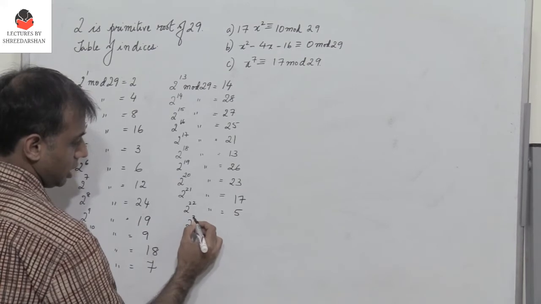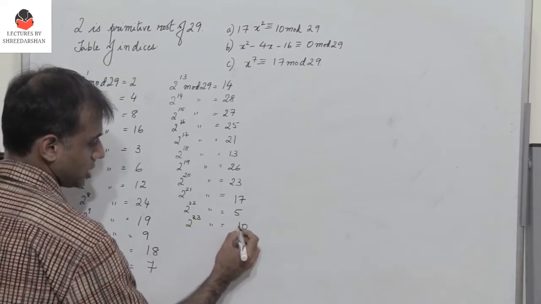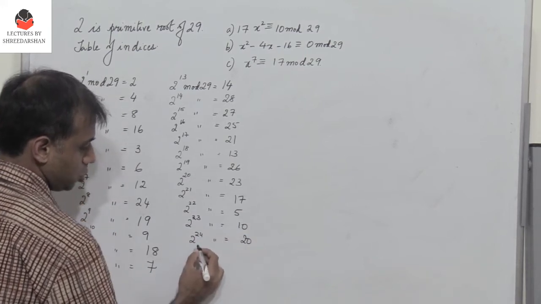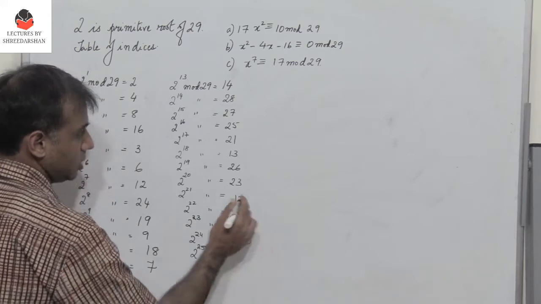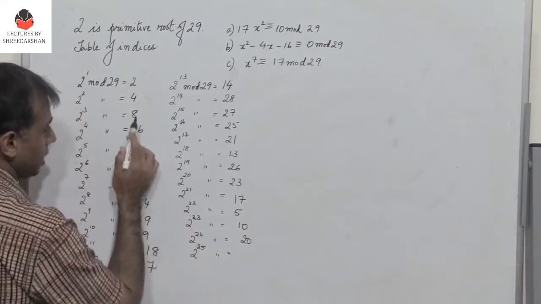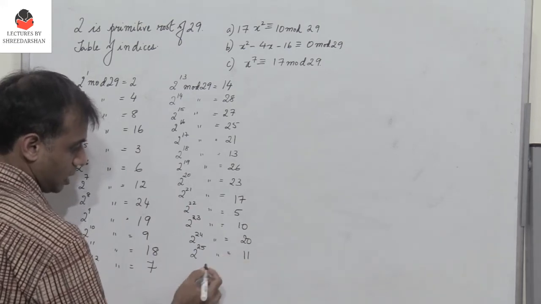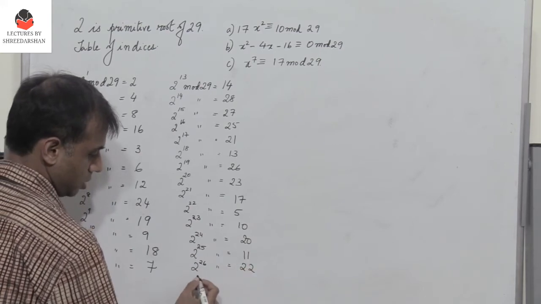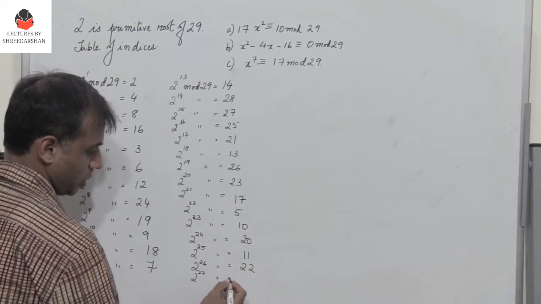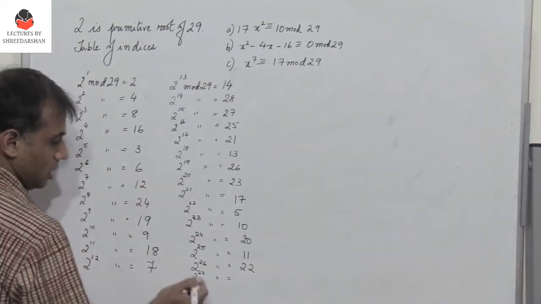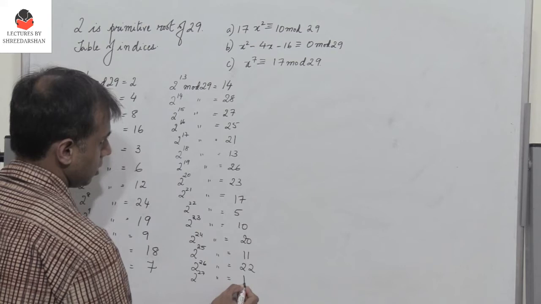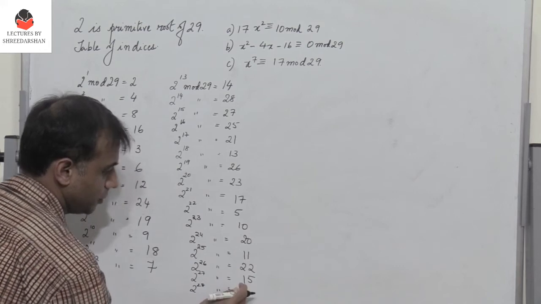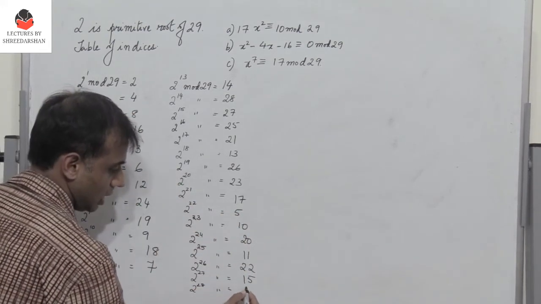2 power 23 is 5 into 2, which is 10. 2 power 24 is 10 into 2, which is 20. 2 power 25 is 20 into 2, which is 40, minus 29, which gives me 11. 2 power 26 is 11 into 2, which is 22. 2 power 27 is 22 into 2, which is 44, minus 29, which gives me 15. And I'm left with the last one. 2 power 28 is 15 into 2, which is 30, minus 29, which gives me 1.